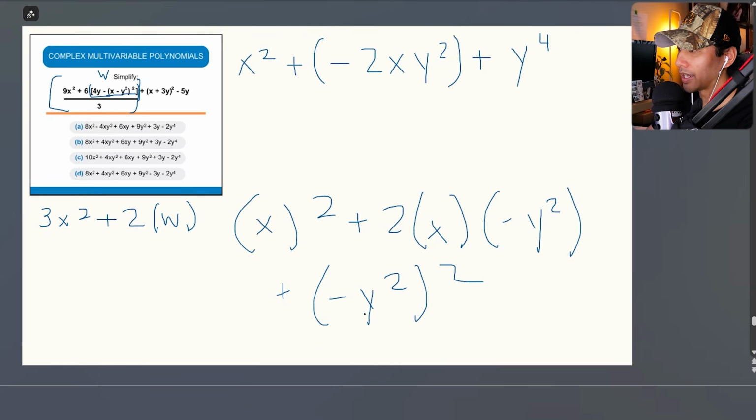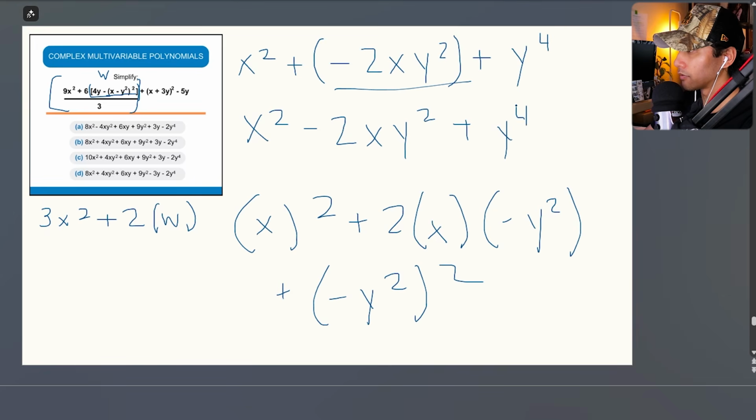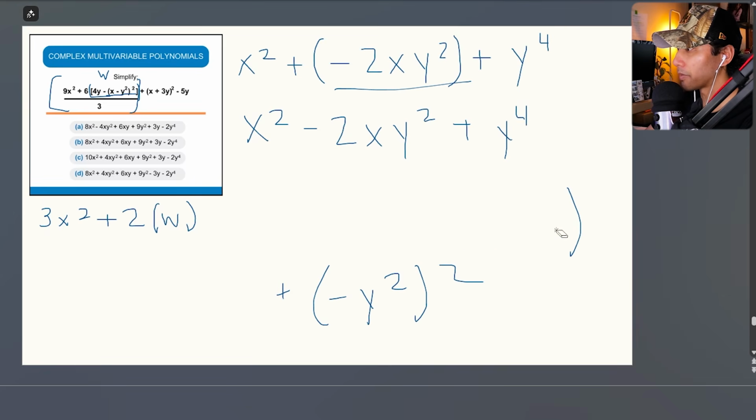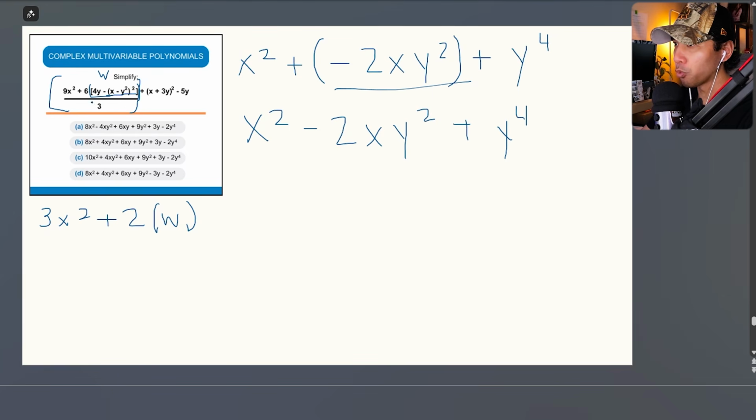And a negative times a negative equals a positive. Okay? The only thing that really changed is this part right here. So rewriting everything, minus 2xy squared plus y to the 4th. Okay. That's just that binomial square part. Now I'm going to add the 4y.